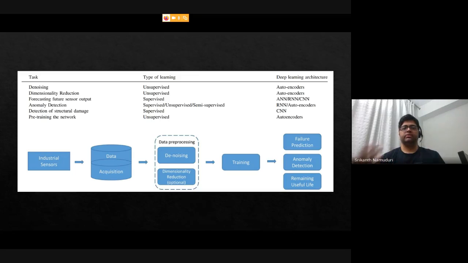So it is very suitable for unsupervised learning, denoising, dimensionality reduction, and pre-training of a network, which means just extracting features from data. And autoencoders are very good for that purpose as well. So I hope this summary of these architectures helps you understand why we use those architectures for different tasks.